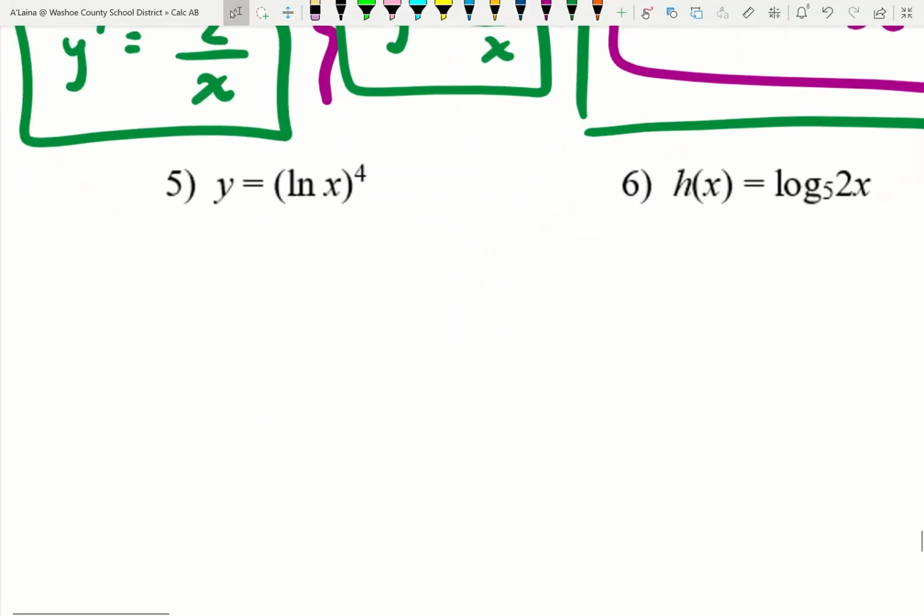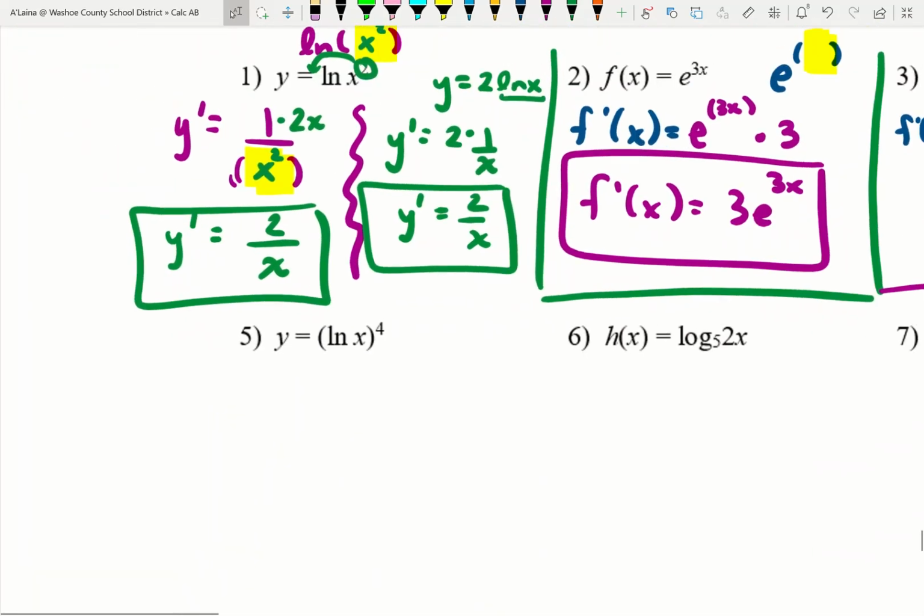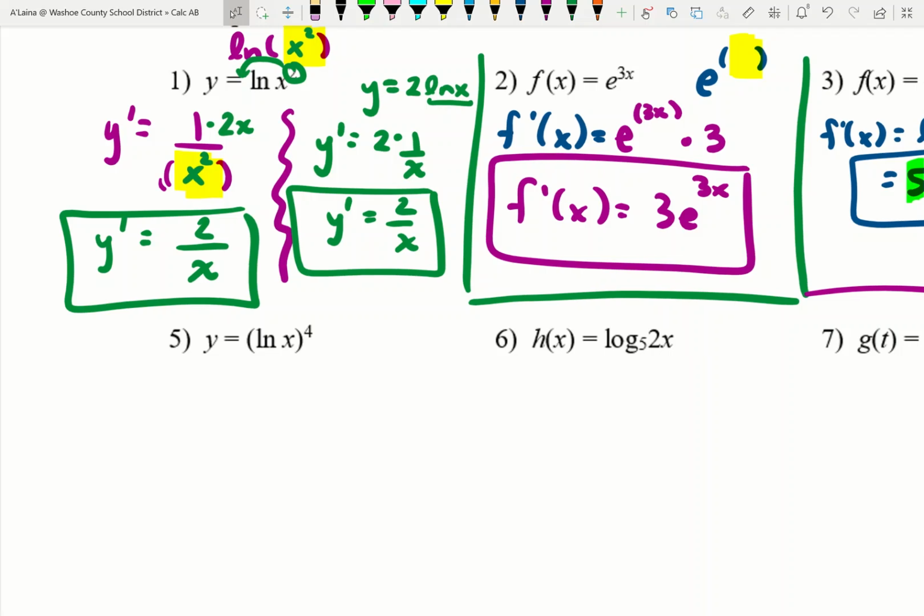Number 5. Now, there is a difference between number 5 and number 1. In number 1, the argument is being raised to the power of 2. In number 5, the entire expression is being raised to the 4th power. These are very different problems, although they look similar. Man, the power of the parenthesis is evident here on this problem.